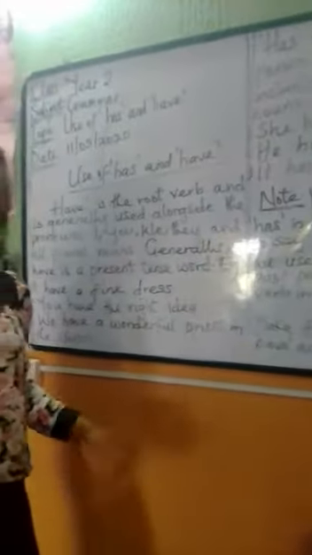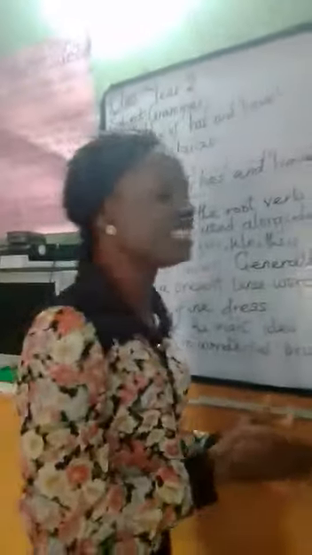So, all these are the uses of have and has. To show possession, I have a book. She has a book. So you have to know this to be able to differentiate how to make use of have and has to make sentences on your own. Children, I hope you understand what I taught, how to use have and has in order to make sentences. That's very good.